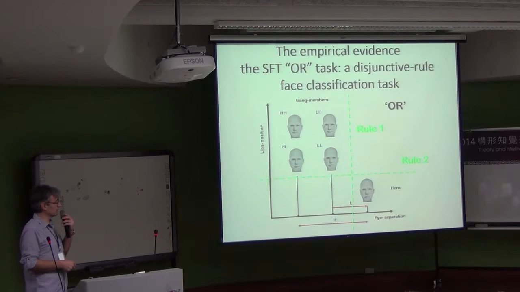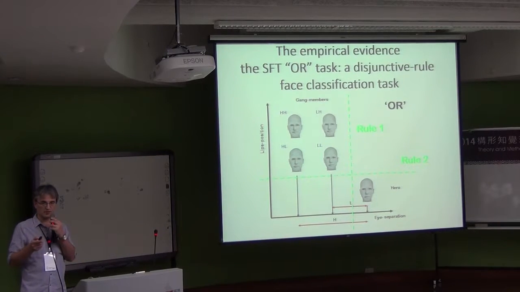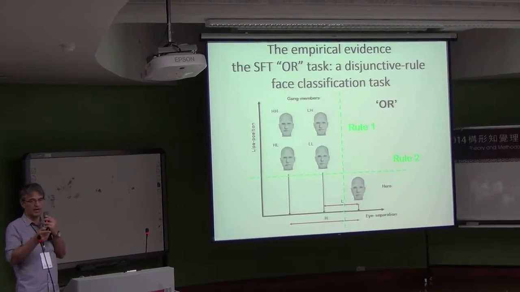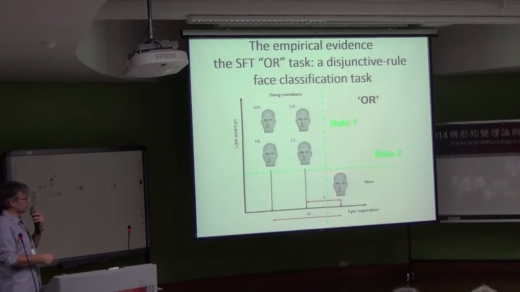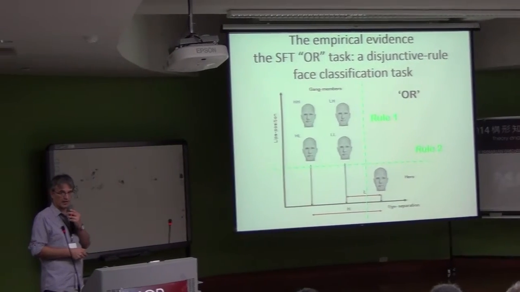So you have two rules. And why is this an OR task? Because you can terminate processing on only one feature. That could be non-serial or parallel. That is satisfying either rule 1 or rule 2. That's why this is the OR task.